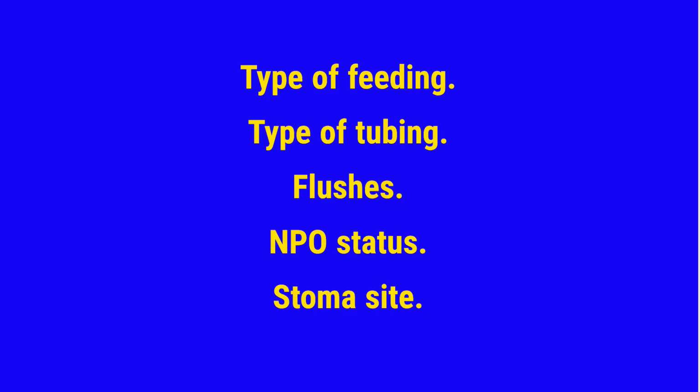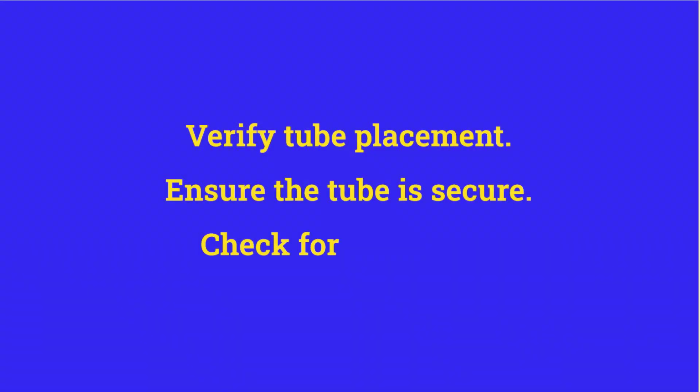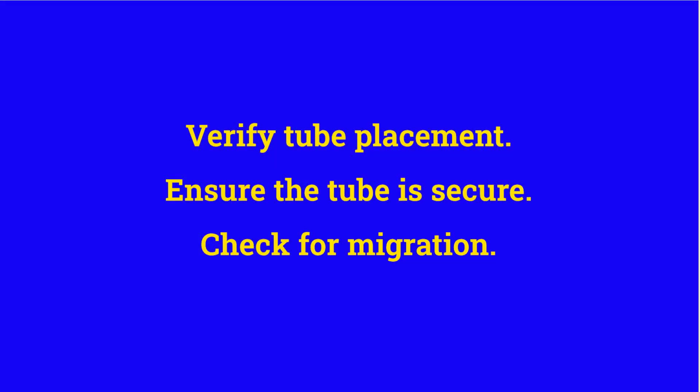Inspect stoma site for signs of infection. Look for redness, swelling, warmth, or drainage that is thick, yellow, or green. Check for skin breakdown. Assess the skin around the tube for any signs of irritation, breakdown, or excess skin growing around the tube. Tube placement and securement. Verify tube placement. Check the length of the tube visible outside the body and compare it to the documented length at the time of placement, admission. Ensure the tube is secure.